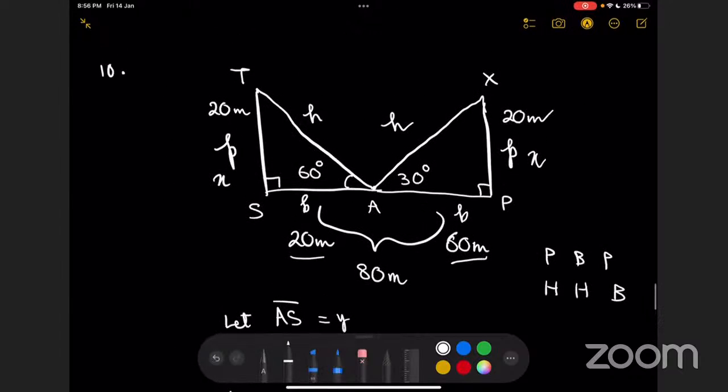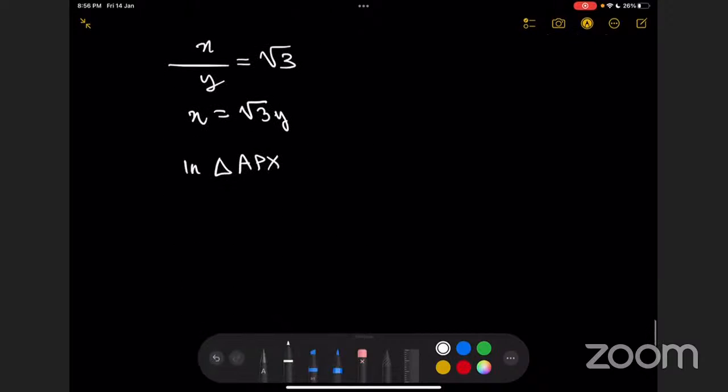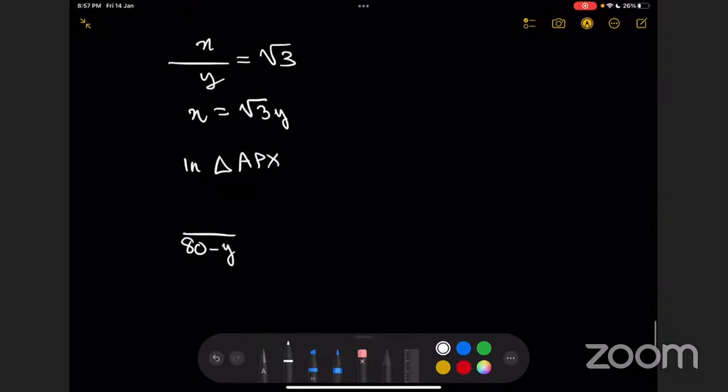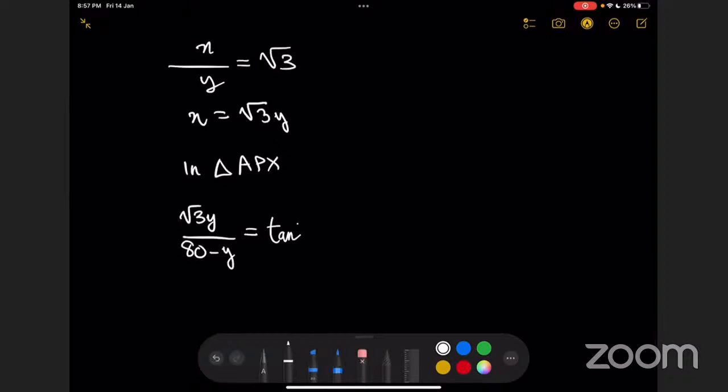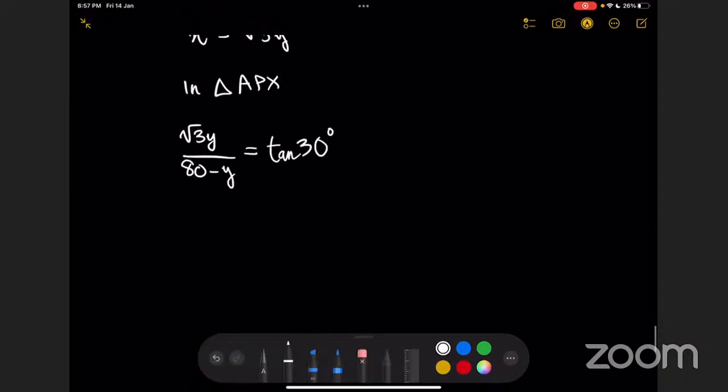X is root 3y, which means the base for that triangle is 80 minus y. And then the numerator is the perpendicular, and the perpendicular is x. But we know that x is root 3y. And it equals tan 30. Yeah. Tan 30 is 1 by root 3.